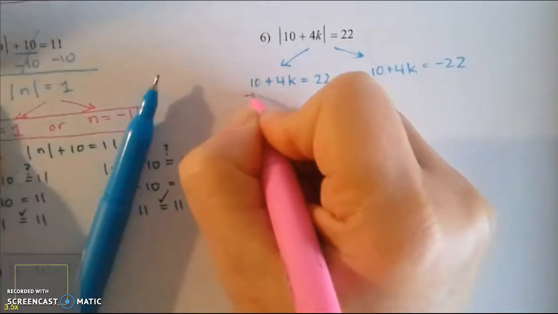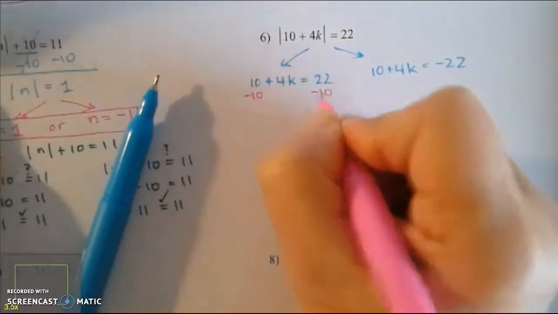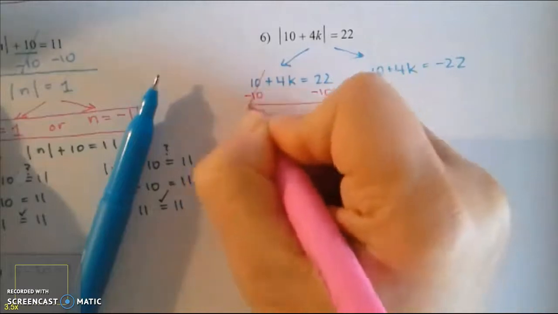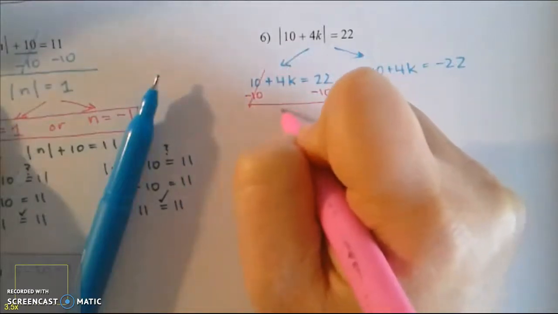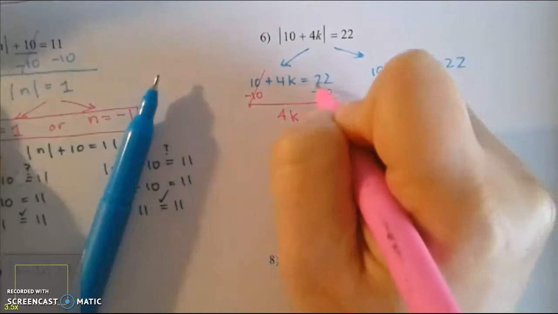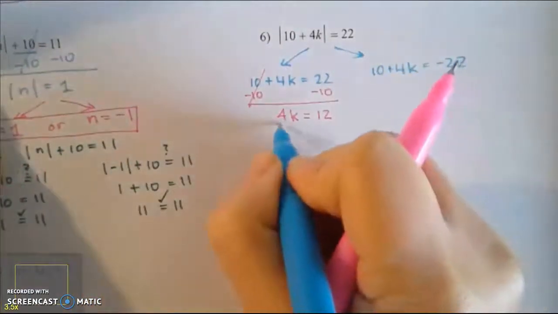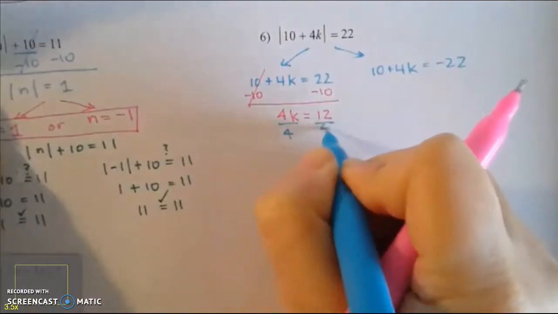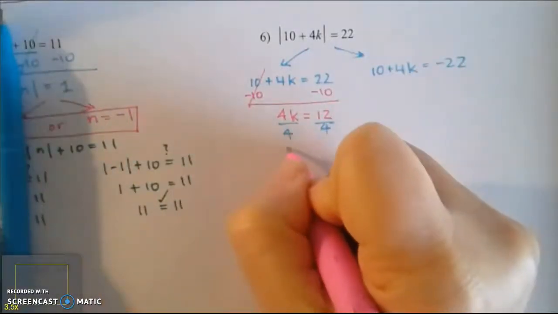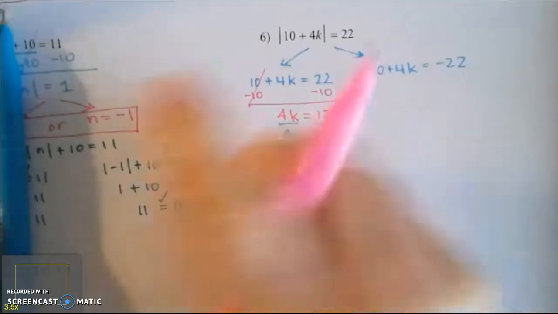So that means we need to subtract 10 from both sides first to get rid of this. Okay, so that leaves me with 4k is equal to 22 minus 10, which is 12. Then from here, I divide both sides by 4, and I am left with k is equal to 3.